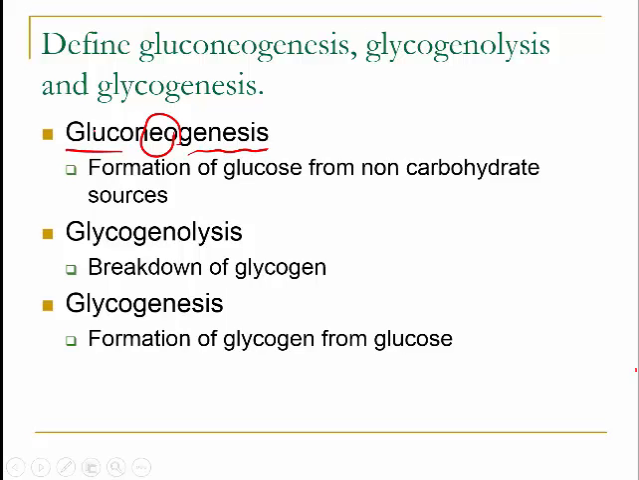So when we run out of glucose, what we do is we take our non-carbohydrate sources, that's our fats and proteins, and we turn them into glucose. So then we can convert them into the energy cycle.